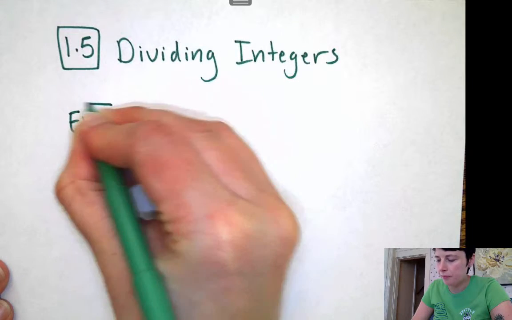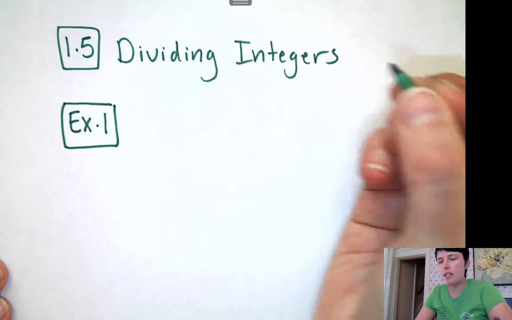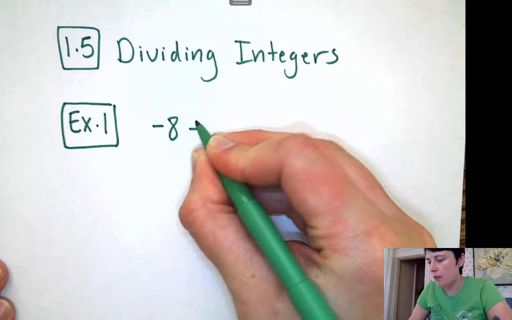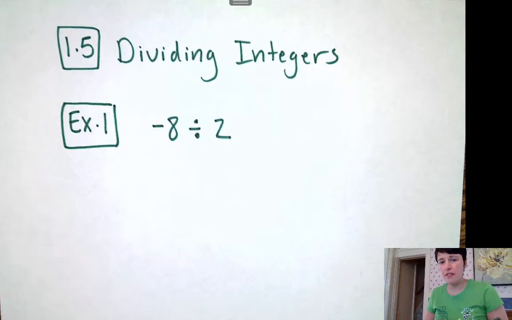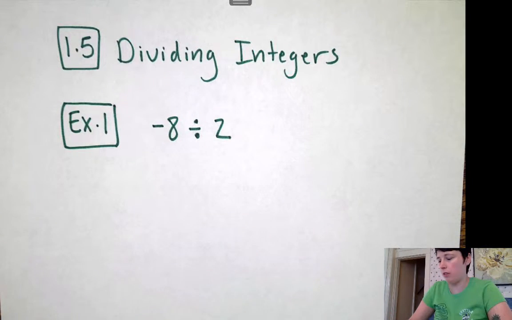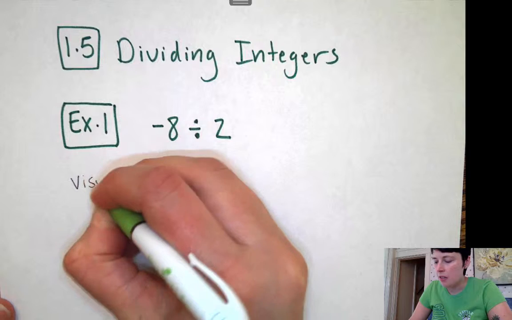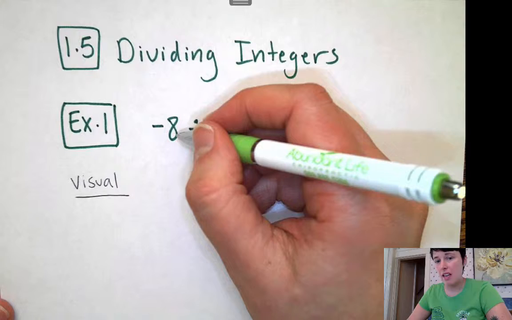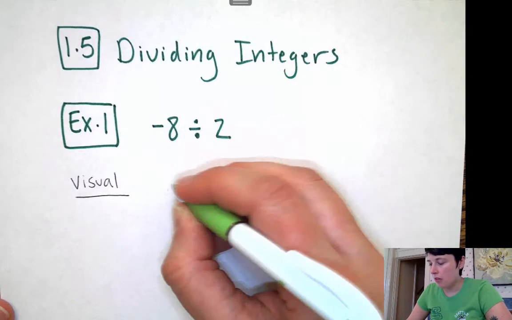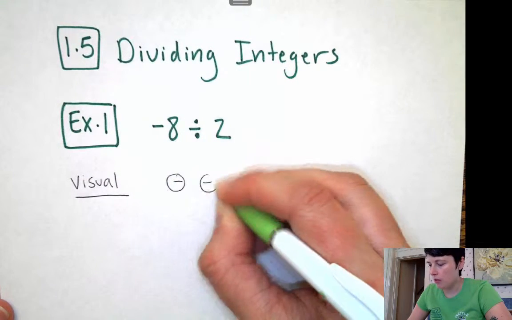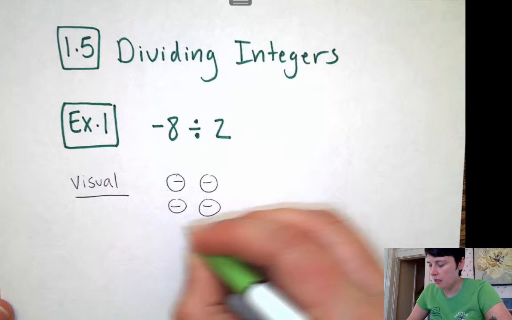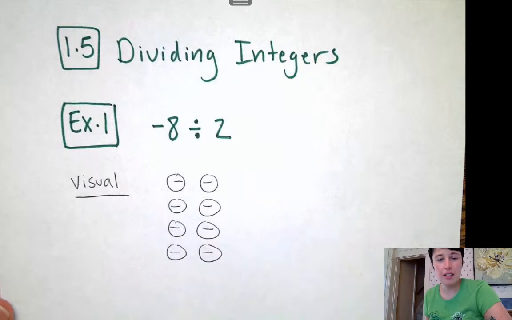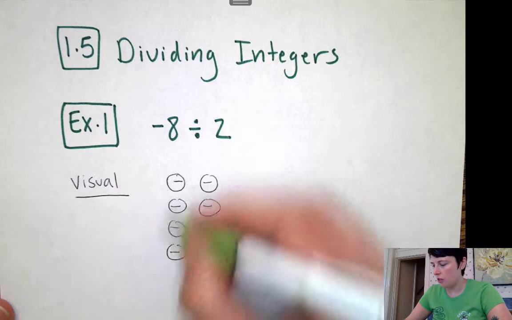So example one. Let's say we had -8 and we wanted to divide it by 2. Now, if you really want to think visually about this, some of us are real visual learners. It helps to see it first. Here's a picture to represent this. We have -8, and we want to divide it into 2. So, -8: 1, 2, 3, 4, 5, 6, 7, 8. Awesome. Divide it into 2 groups.